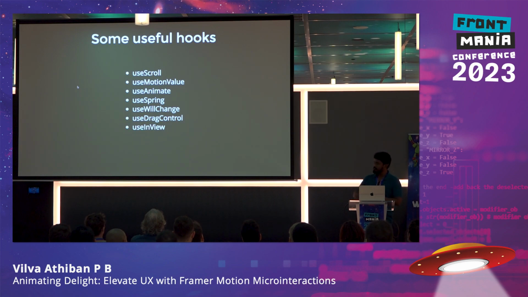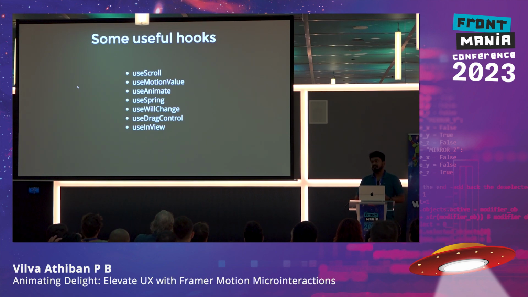But the other 4, use spring. Spring is like enabling spring animation for your components, but I'll not touch those things. Use will change. Use will change is equivalent to your CSS property will change. So in CSS, when you pass the CSS attribute will change, the CSS compiler will know that this particular element is going to undergo change, so I'll be ready for it. And it improves performance. It's just the equivalent thing in Framer Motion.